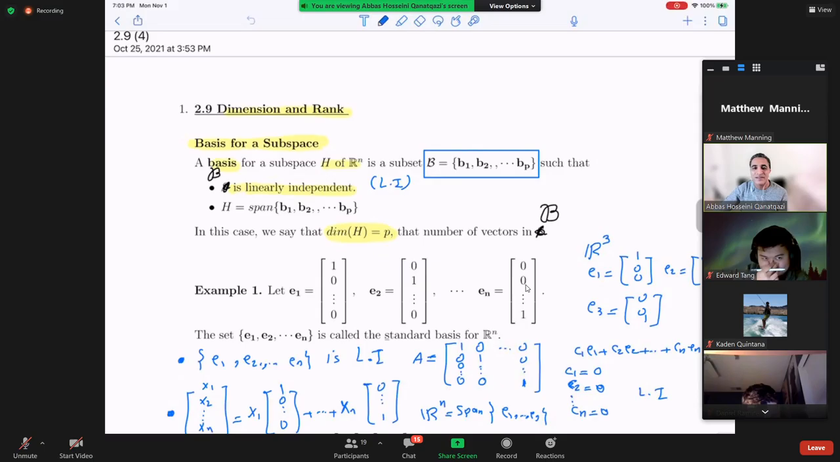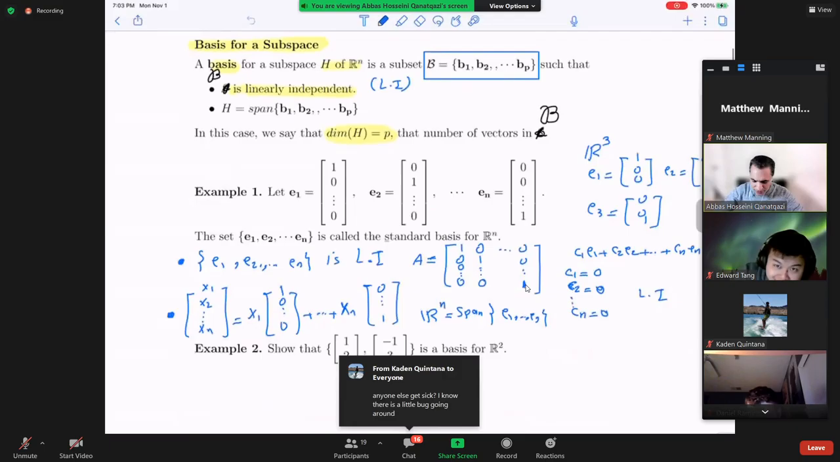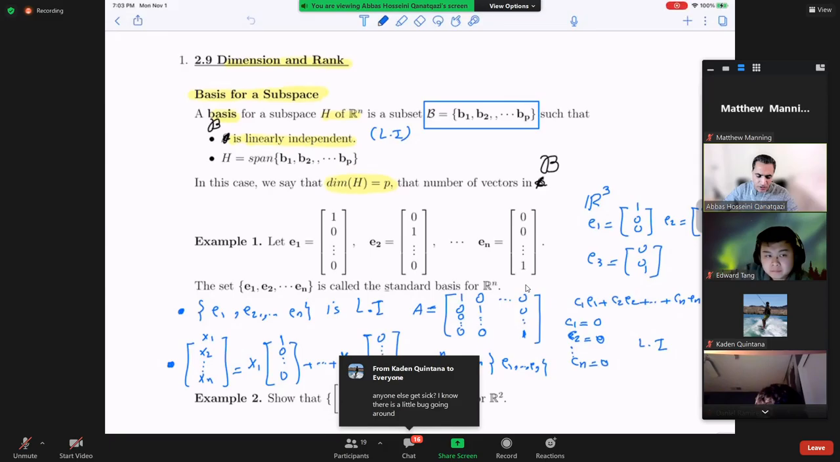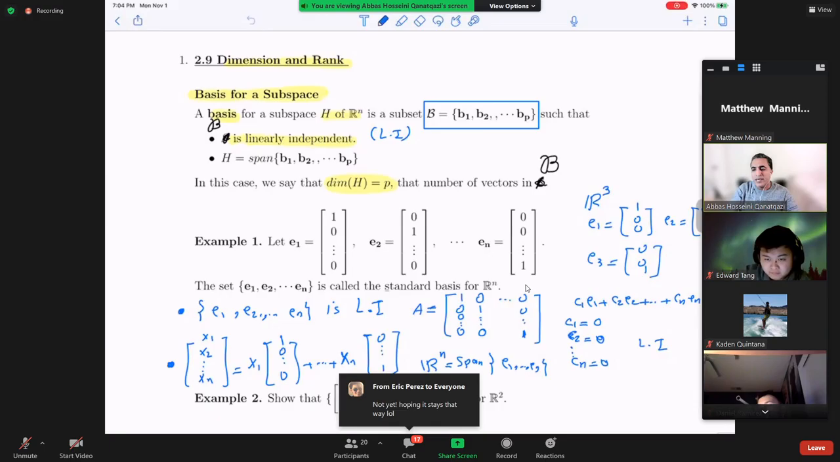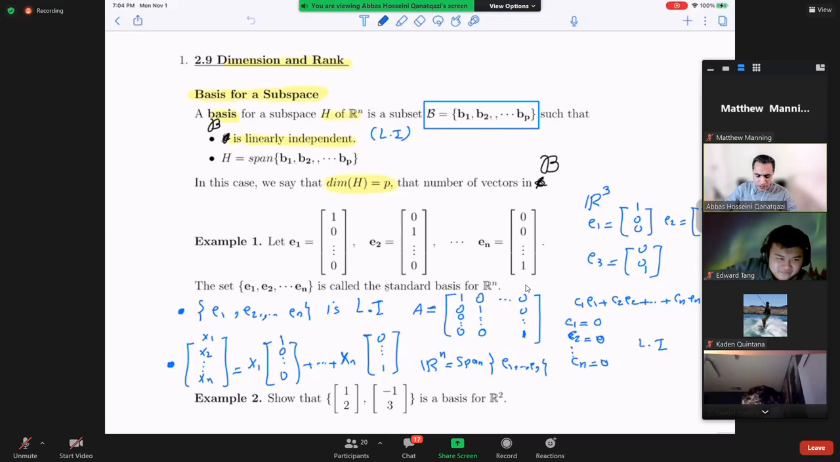Okay, guys, I'm going to start over into 2.9, which is the basis, dimension and rank. To define the dimension and then the rank, we need to define the basis for a subspace. If you have a subspace H of Rn, a basis for H is a set B containing b1, b2, up to bp such that B is linearly independent, and also H is spanned by b1, b2, up to bp.